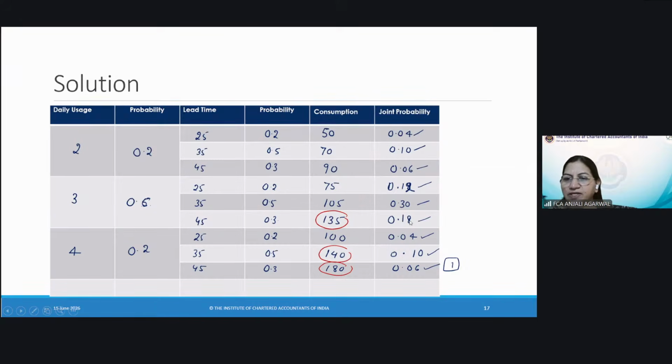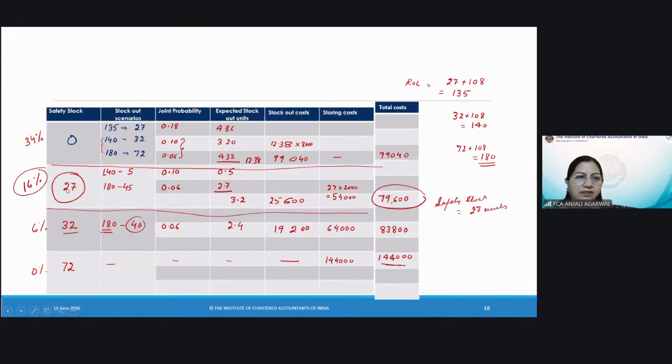And the total risk we are taking is 0.18 plus 0.10 plus 0.06, which is 34% risk, which is quite high. So if we want to cover this situation, we can keep a safety stock of 27.